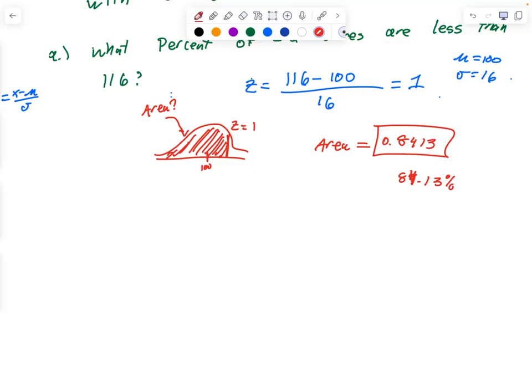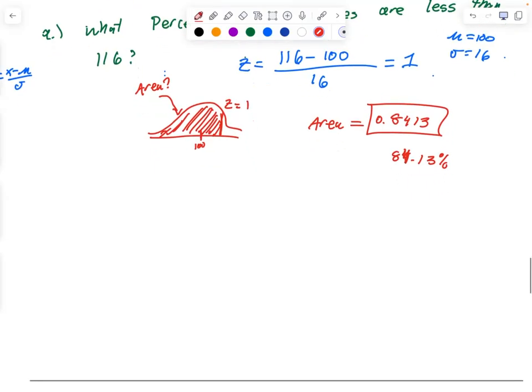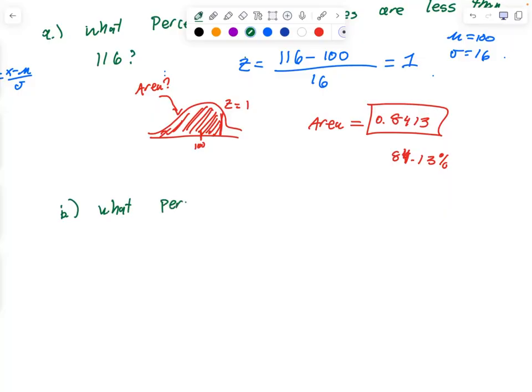It will tell you, or you'll have to find it. But it'll always tell you, and you know how to find it. So I go to my calculator. 136 minus 100 is 36, divided by 16, and I get 2.25.